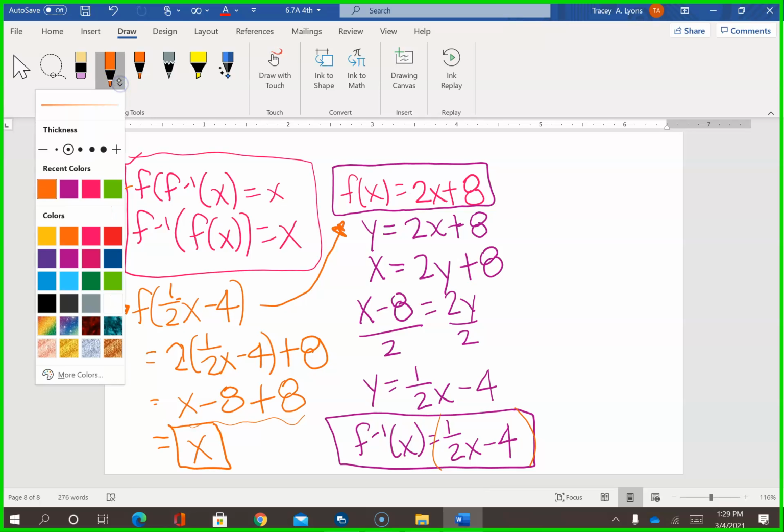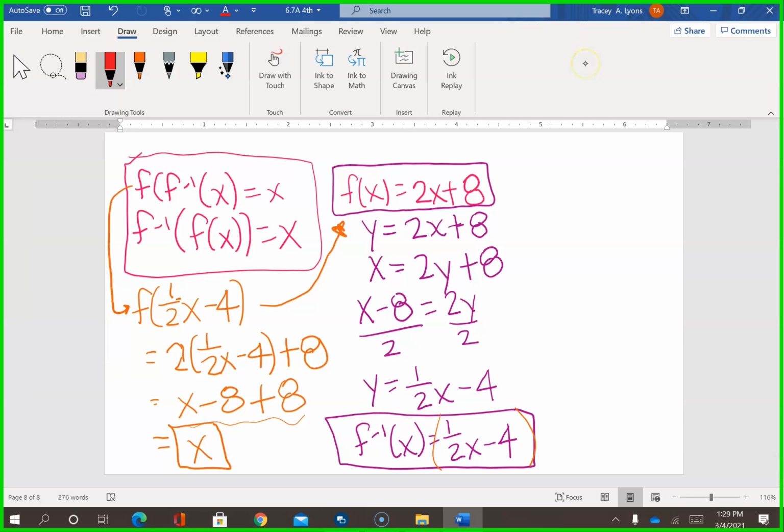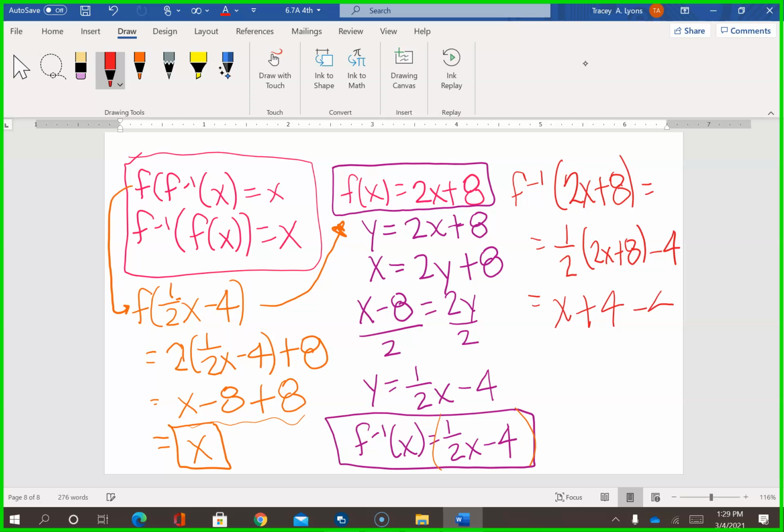Now the next part you're going to do, you're going to plug in the function into the inverse. So with this one, we're going to plug the function into the inverse. So that means in the inverse, anywhere there's an x, I'm going to put a 2x plus 8. So 1/2 times 2x plus 8 minus 4. 1/2 times 2 would be x. 1/2 times 8 would be plus 4. And then you subtract 4 from it. And you get x.